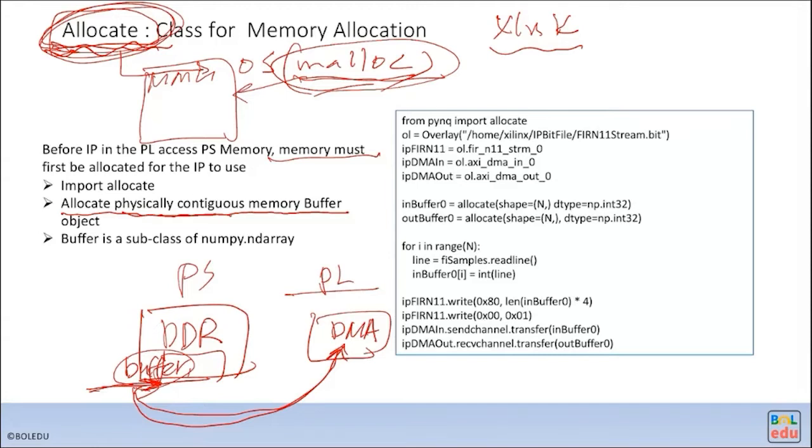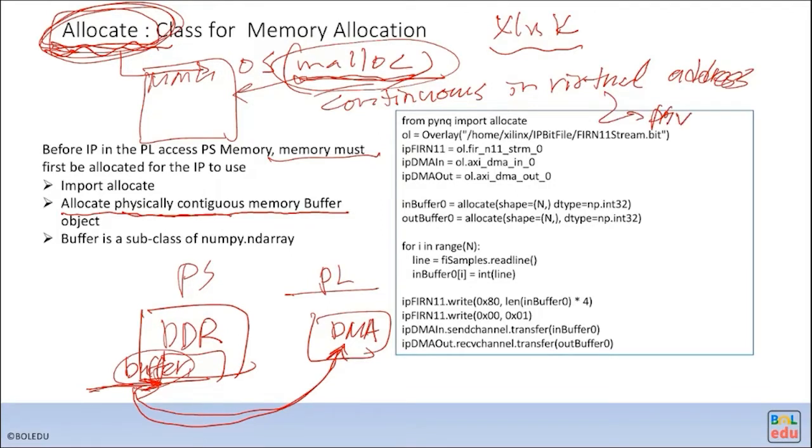If you use allocate, it is continuous. However, it's continuous in virtual address space. But physical address space is scattered. However, for the DMA to transfer data, it transfers to the physical address. So that's why it needs a physically continuous memory buffer.